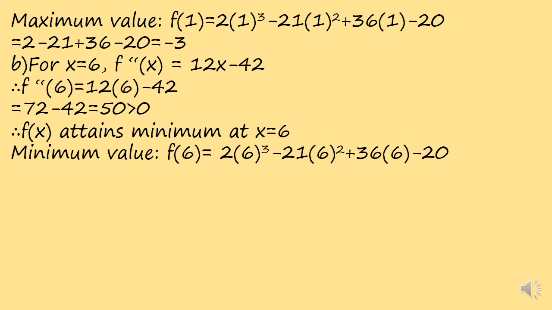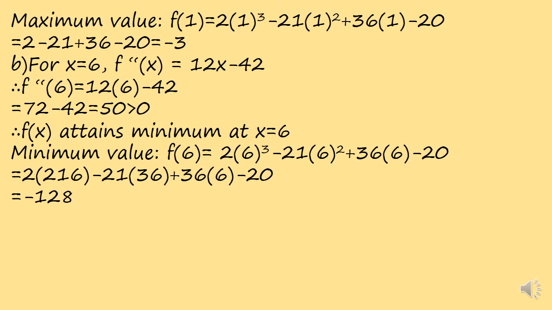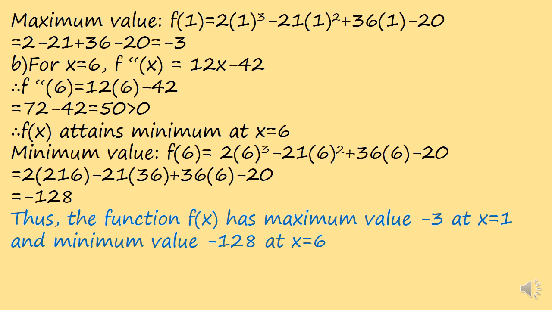That is, we put 6 in the question. x is equal to 6 in the question which we got, that is f(x), and we get the value like this, that is minus 128. So remember, whenever the second derivative turns out to be negative, we conclude that the function has a maximum value at that particular point. And when the second derivative, that is f double dash of x, is positive, we conclude that the function has a minimum value at that particular point. So this is going to be same for all the sums that you are going to do. So thus we conclude our answer from here.